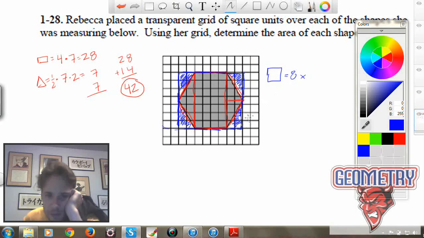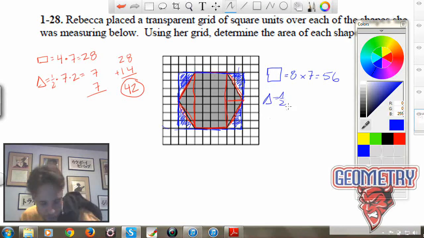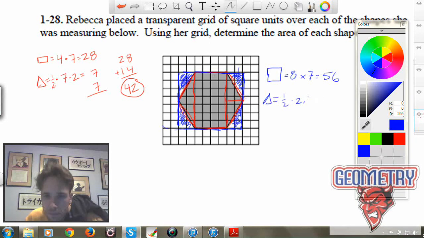by 1, 2, 3, 4, 5, 6, 7. So it's 8 by 7, which is 56. And we're going to subtract off these triangles. And the area of the triangle, I shouldn't be that sloppy, is 1/2 times the base, which looks like 2, times the height, which looks like 3.5, I'd say. So 1/2 times 2 times 3.5 is 3.5.